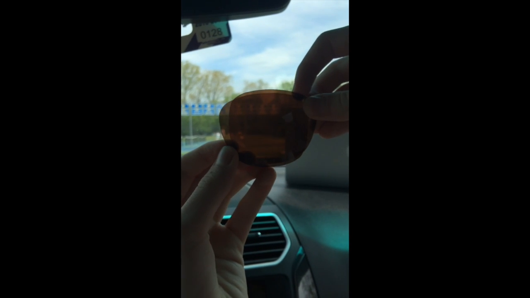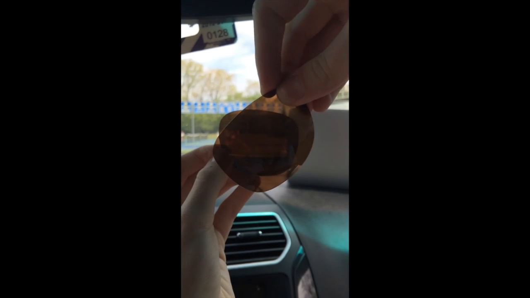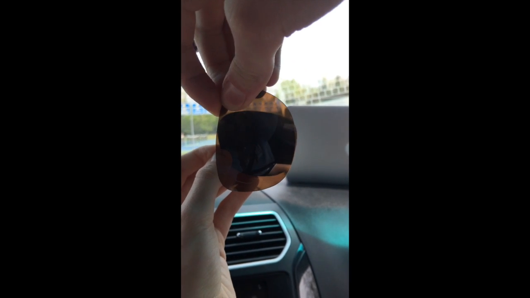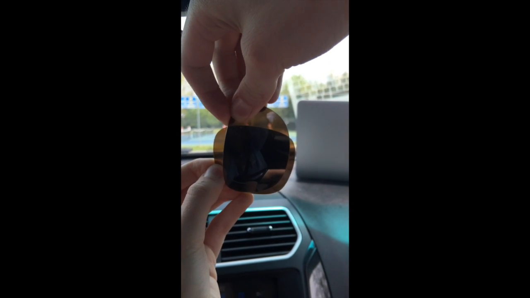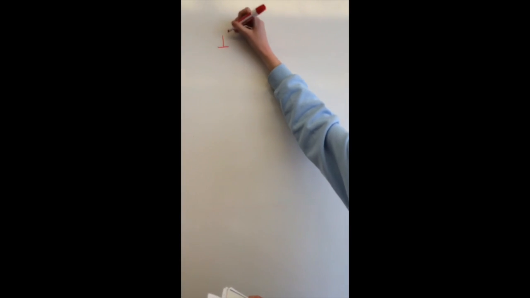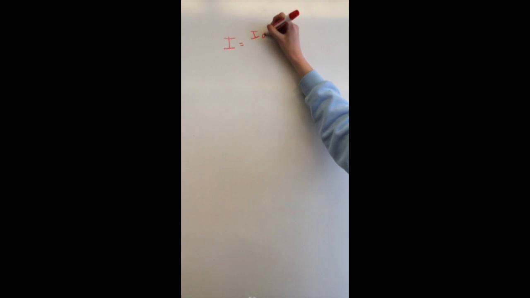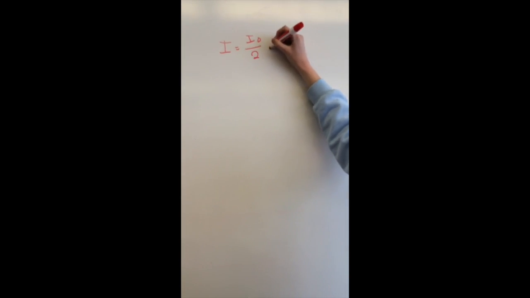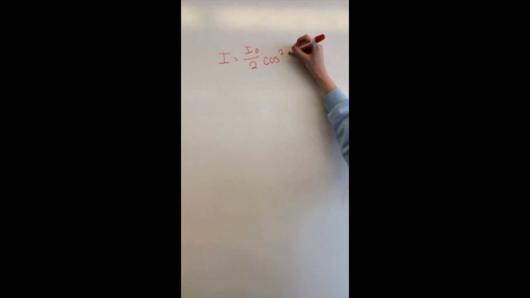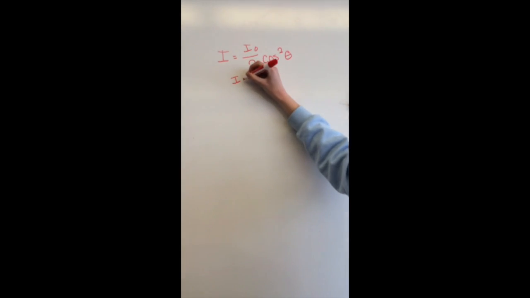Now, if one polarizing lens is cool, you can imagine that two are even cooler. As you can see here, as you change the angle between the two lenses, the final light intensity also changes. So now you're probably wondering, what's the relationship between them? Well, let's find out. The equation used to describe the intensity of light traveling through two polarizers is the final intensity is equal to the initial intensity over 2 times cosine squared theta.